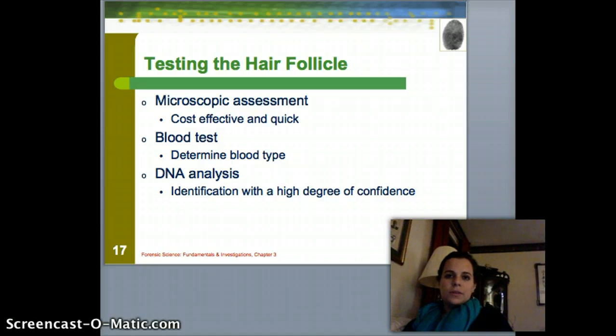And then you can also do DNA analysis, and so that's going to be the best method to use to identify a specific individual. You can do mitochondrial DNA analysis if you have just part of the hair, but if you have the root, if you have the follicle, you can do regular DNA analysis, which is quite useful. And then we can narrow it down to a specific person.